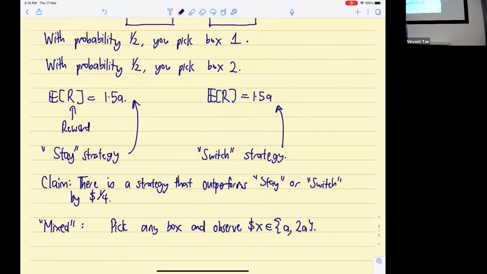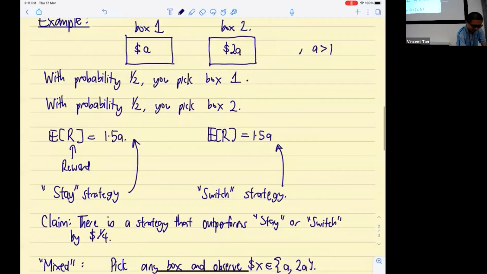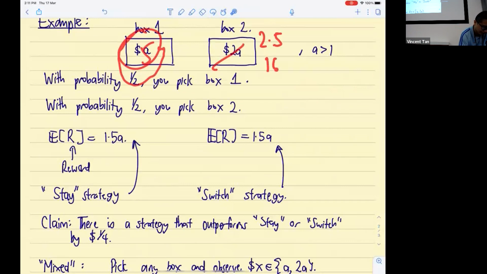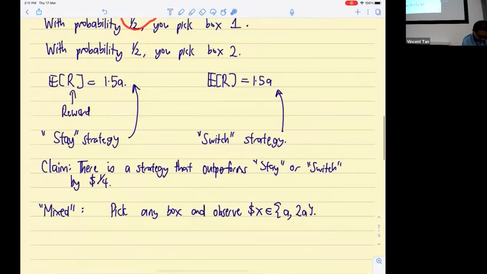You open one of the boxes, you observe that there is $5 there. You can either keep it or you can switch to the next box. But if you switch to the next box, then you have to take the amount of money there, which could be $2.5 or $10. So here's the deal. Suppose A is equal to 5, and you pick this box at the beginning. Now you can decide whether you should switch or not. Here is 5, and here is either 2.5 or 10. Either half or double. So you observe X.